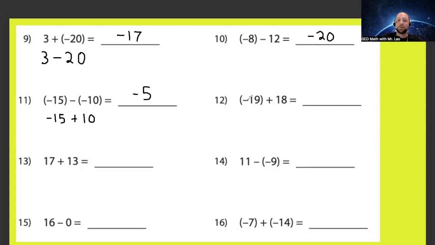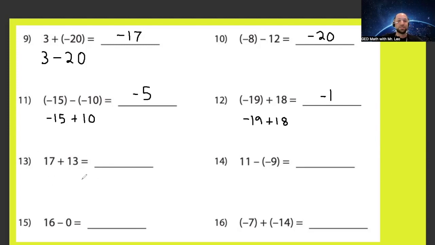Okay, how about this one right here? I see a negative and a positive. Negative 19 plus 18. There's nothing here to simplify, although you could remove the parentheses. It doesn't matter. That's optional. And now, since the signs are different, we're going to subtract to find the difference. 19 minus 18 is 1. Keep the sign of the larger number. Negative 1, final answer.